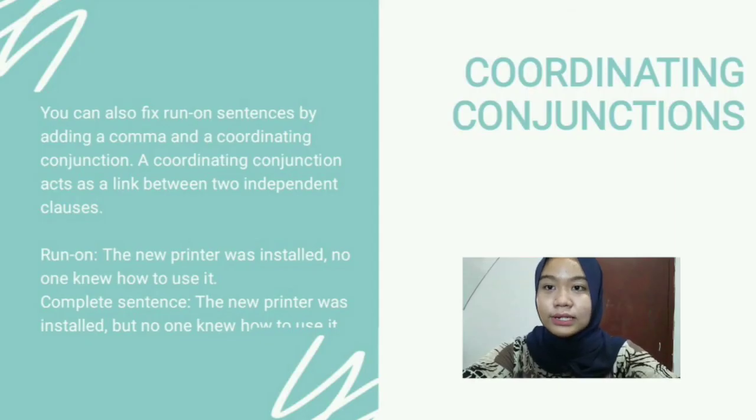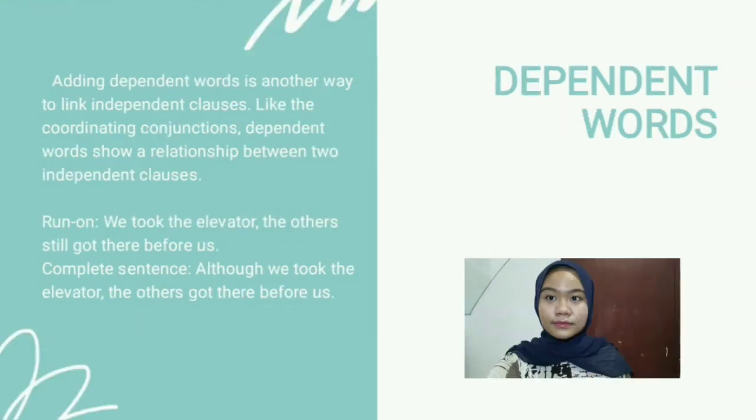Next is coordinating conjunction. You can also fix a run-on sentence by adding a comma and a coordinating conjunction. A coordinating conjunction acts as a link between two independent clauses. Run-on: the new printer was installed no one knew how to use it. Complete sentence: The new printer was installed, but no one knew how to use it.